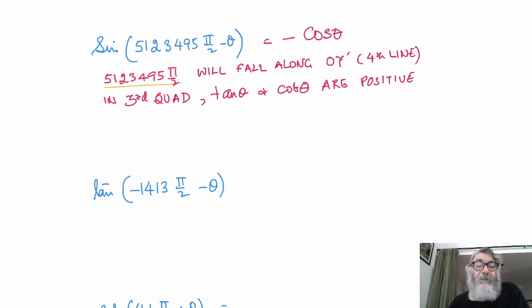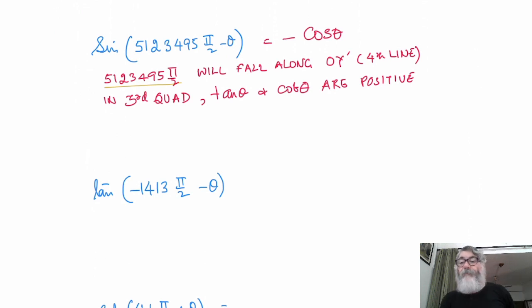When it comes to a negative number, we told you in the beginning to keep it in mind: forget about the negative number. Now 1413 when divided by 4, the last two digits 13 will be divided by 4. 4 3s are 12, 1 will be the remainder.